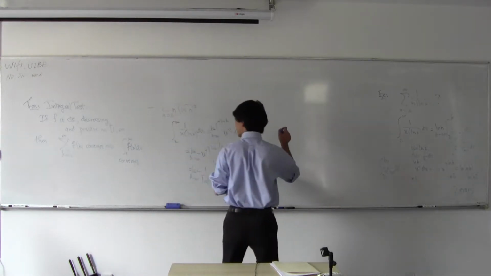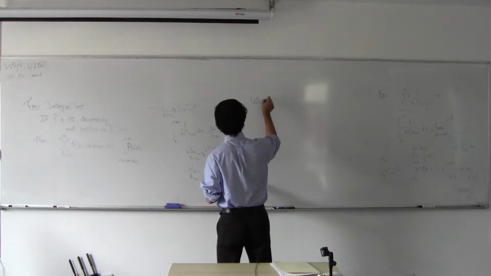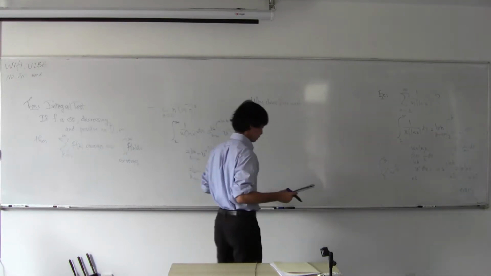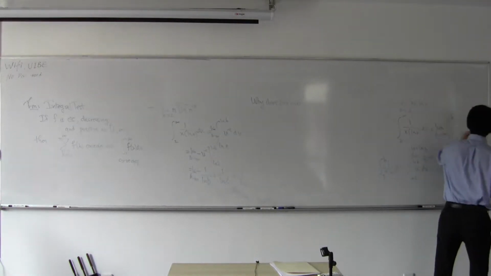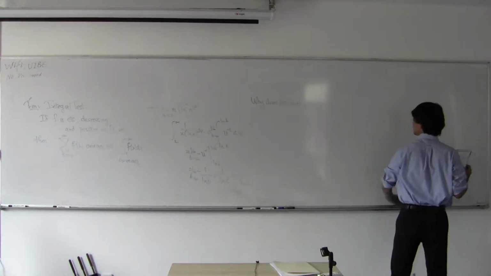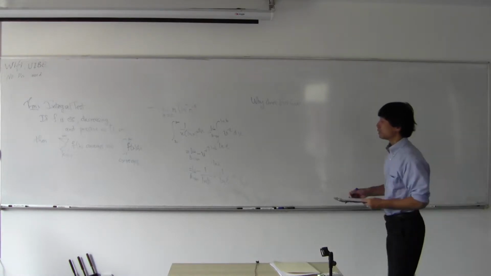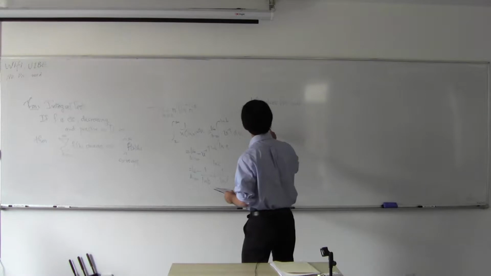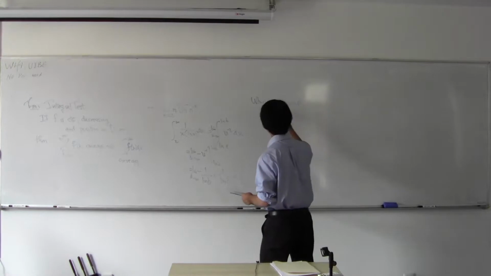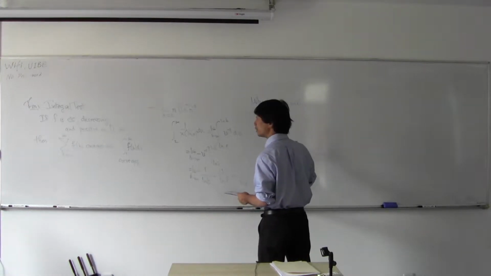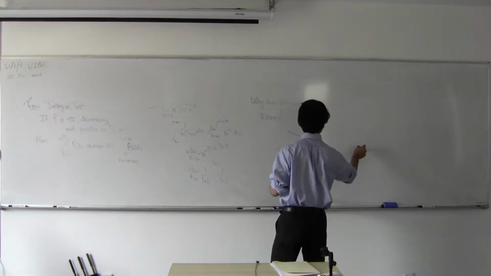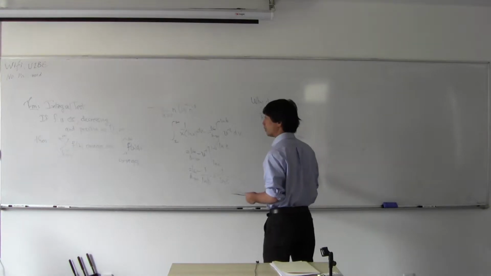So let's explain why this happens. Why does this work? So here's the picture. You have this function that is continuous, decreasing, and positive. So you have this function, and it's going down like this. This is your function.